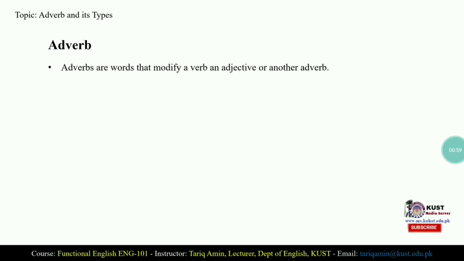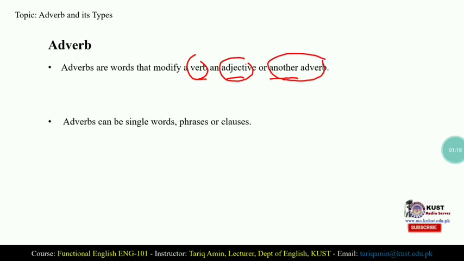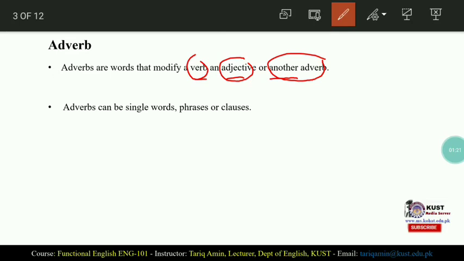Let's discuss what is an adverb. Adverbs are words that modify a verb, an adjective, or another adverb. So adverbs are those words that modify a verb, they modify an adjective, or they modify another adverb. Let's discuss some examples. Adverbs can be single words, such as beautifully, loudly. They can also be phrases, and adverbs can also be clauses.